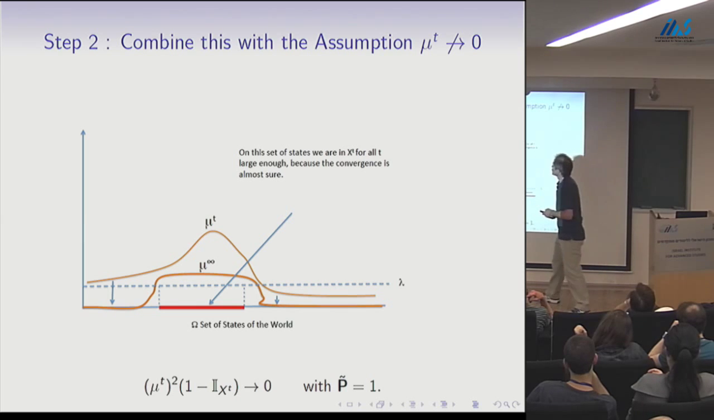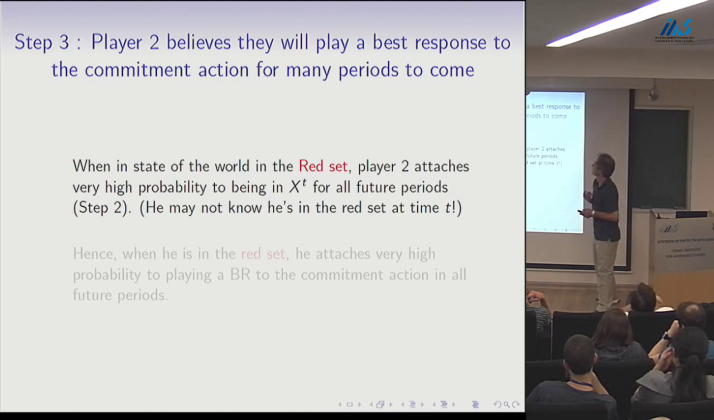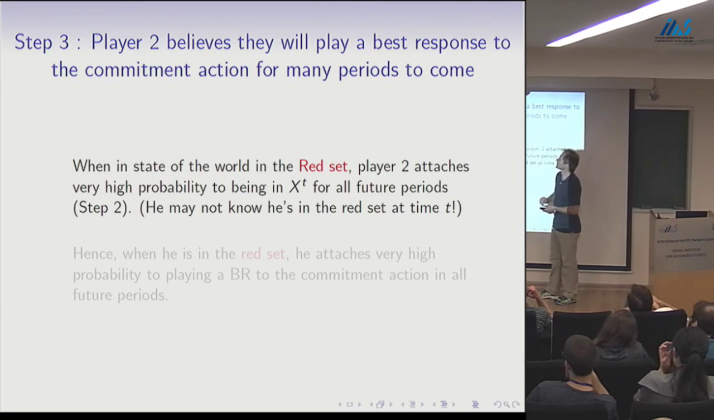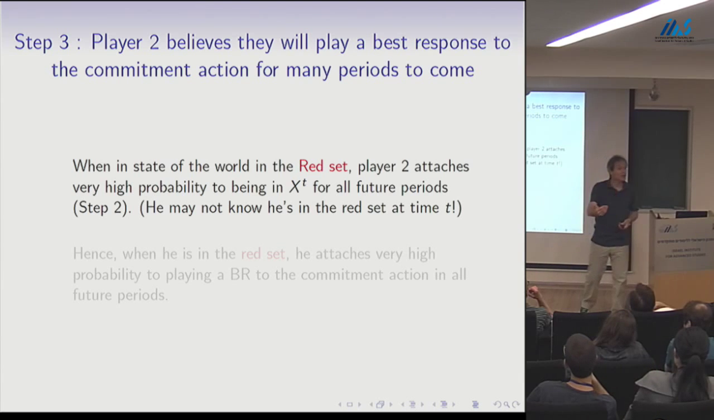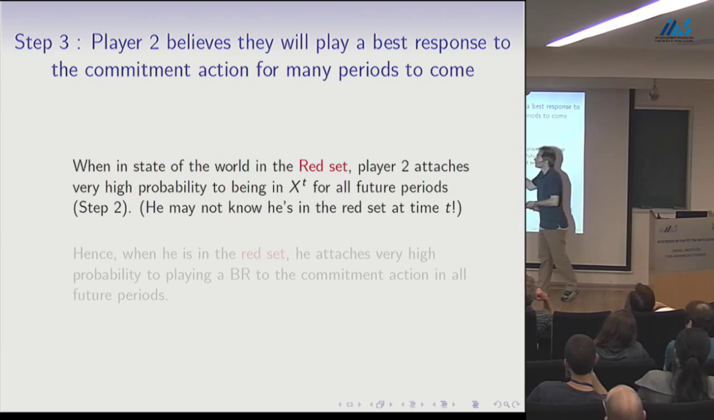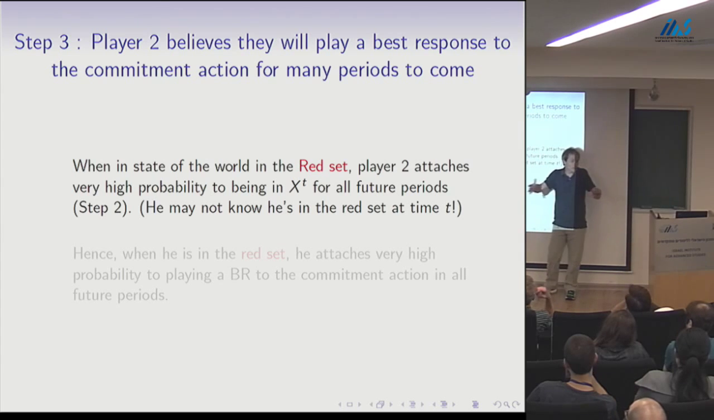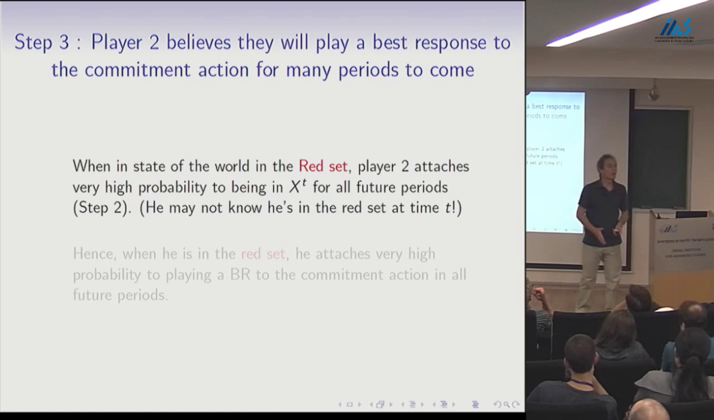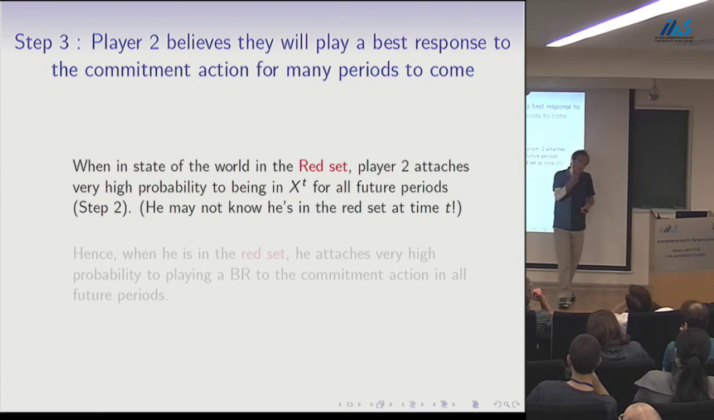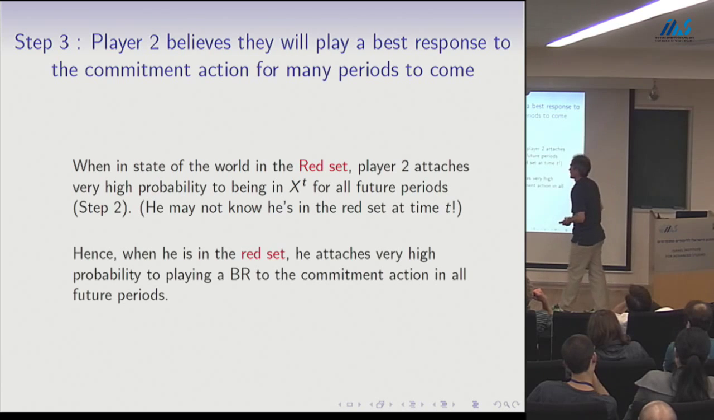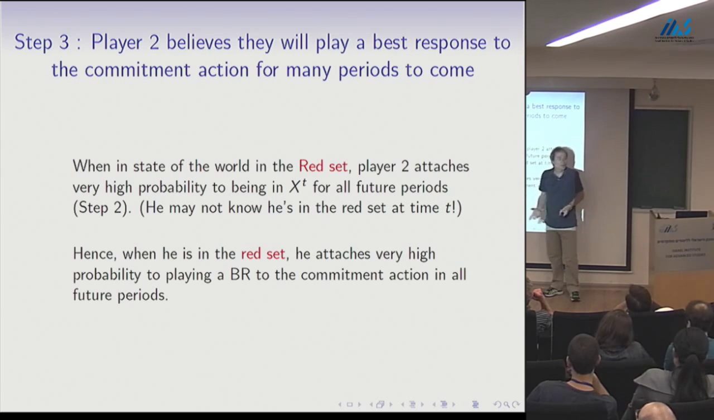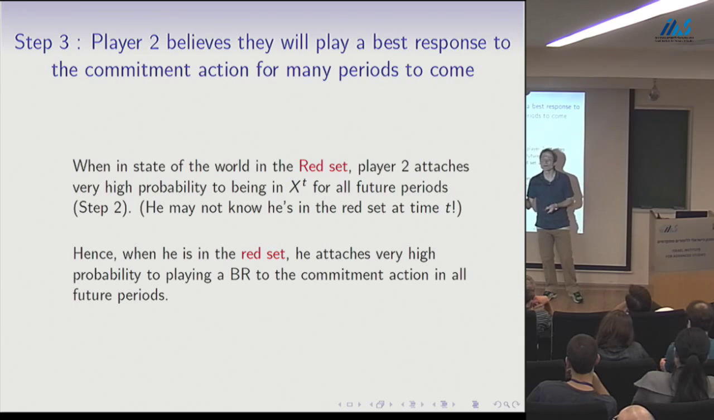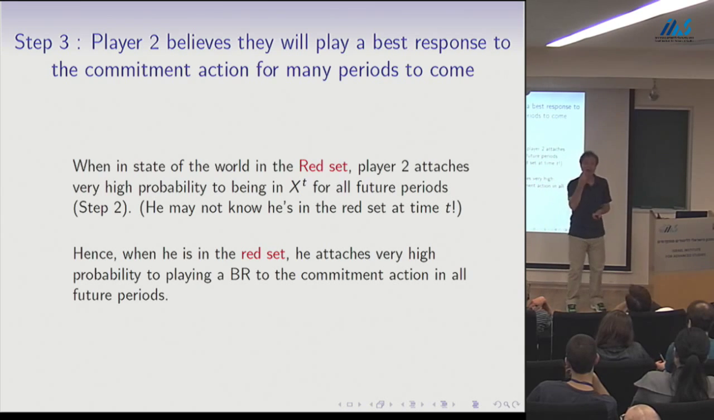Okay? So, there are a couple of issues there, but let's summarize that first of all. Where we're in the red set, we attach very high probability to being in xt in all future periods. Of course, first issue is we may not know we're in the red set. Red set is something that's defined at time infinity. But again, we can finesse that by making a kind of uniformity argument and saying, well, with very, very high probability, if we're in this state, we think we're going to stay in the red set. But the most important thing is, once we're in the red set, or think we're in the red set, and we're close to having converged, it looks like all we're going to see on into the future forever are commitment type actions.